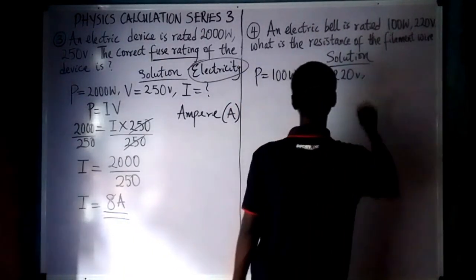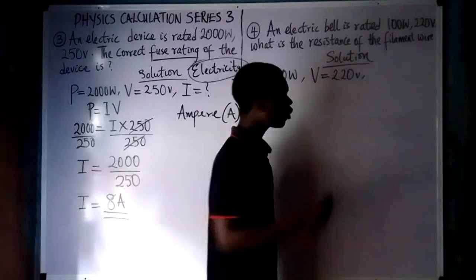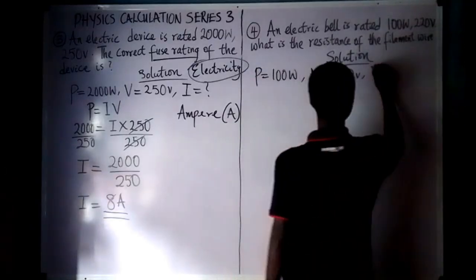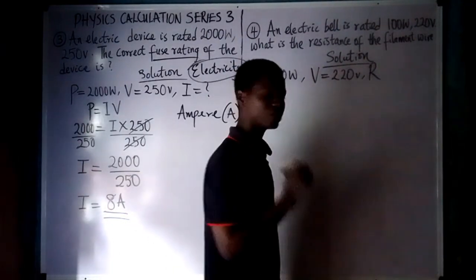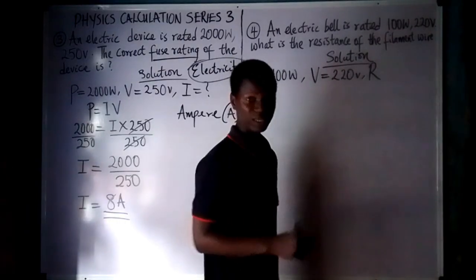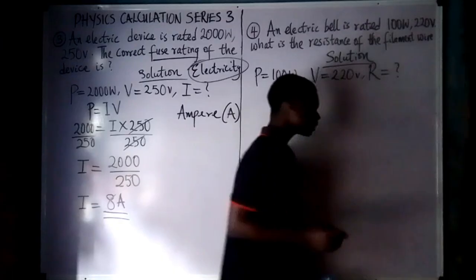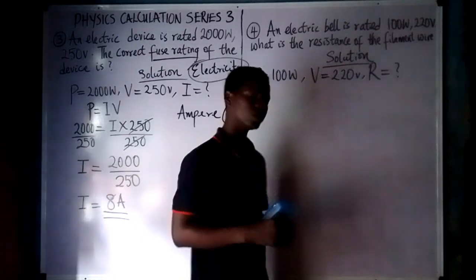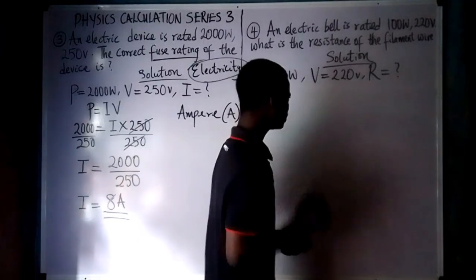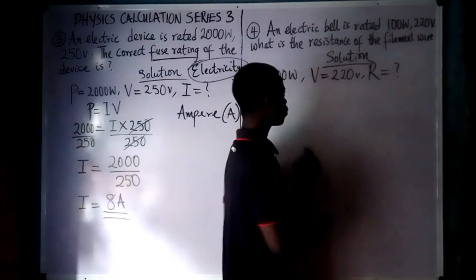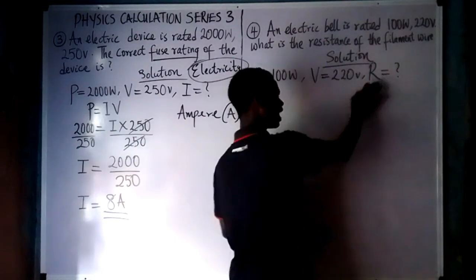Now, what else did they say about the question? They said, what is the resistance of the filament wire? Okay, we have to find R, resistance. So the resistance of the filament wire in the electric bell is unknown. So we say R equals unknown. So guys, we have successfully derived all that was given us in this very question. So the next question to ask ourselves is, what formula do you think combines power, voltage, and resistance in it?